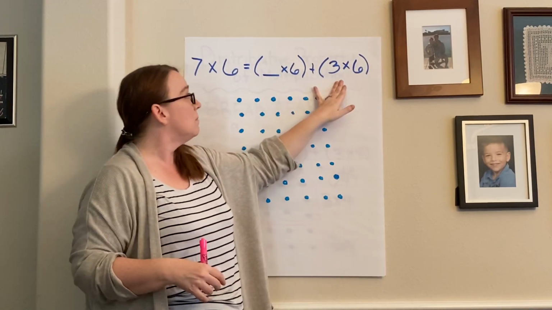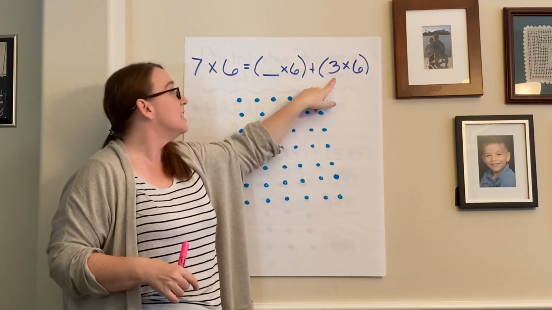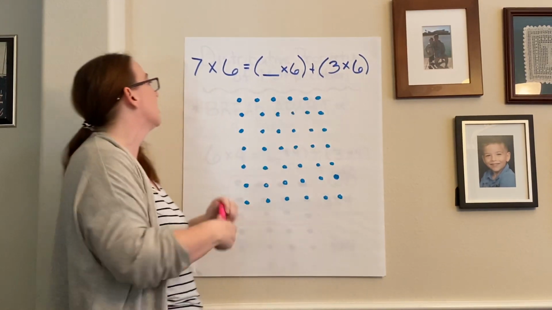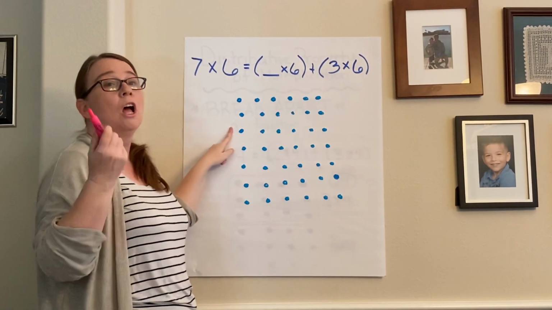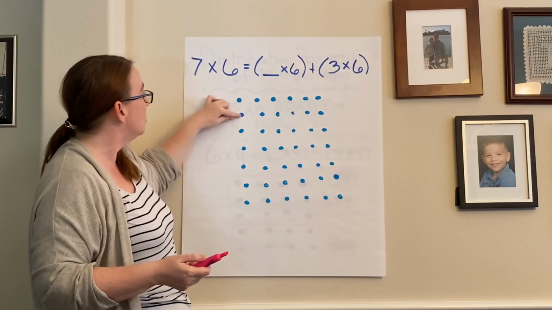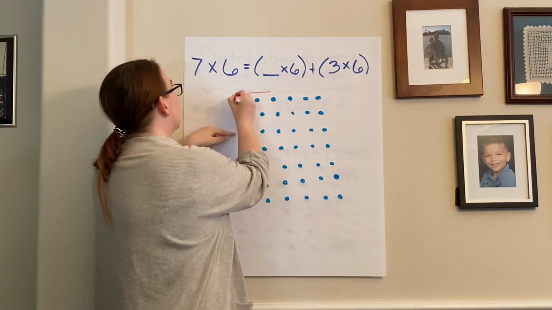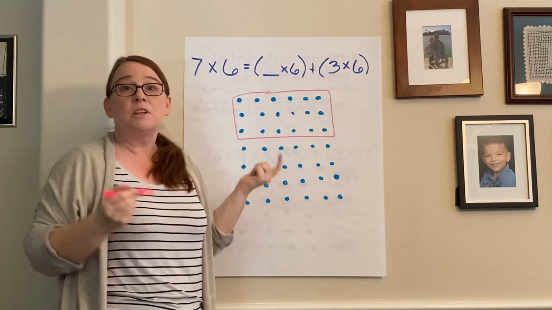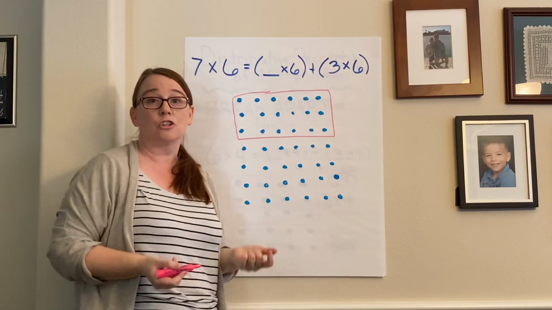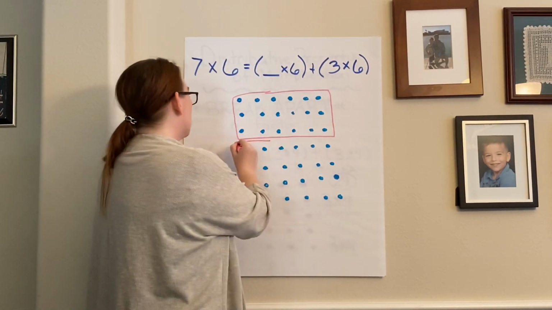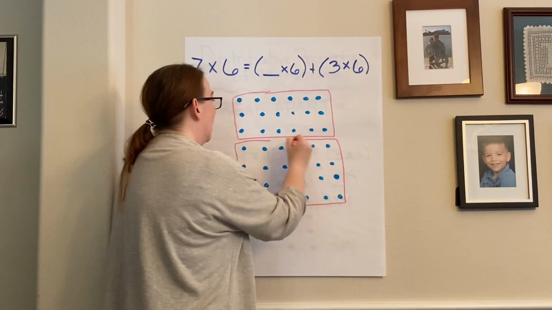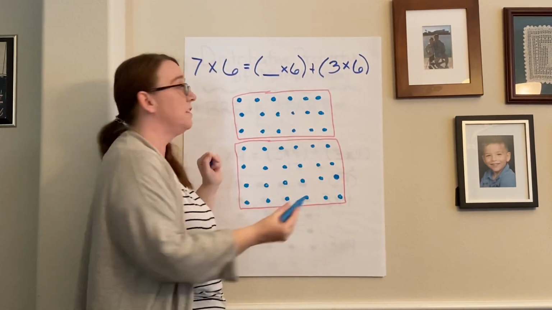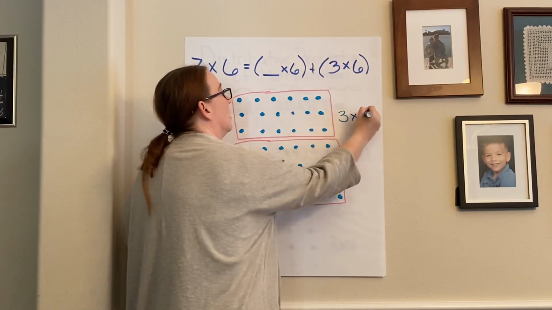Well, from what they've given me, I know one of my arrays needs to be 3 times 6, or 3 rows of 6. So I'm going to go ahead and circle 3 rows of 6. So here's 1, 2, 3 rows of 6. So that's one of my equations. My job now is to figure out what's the other factor in my other equation. So I'm going to circle that one too. And I know that this one is 3 times 6.